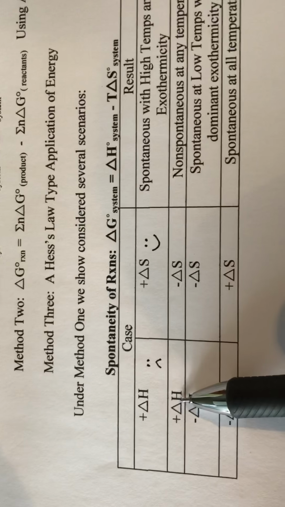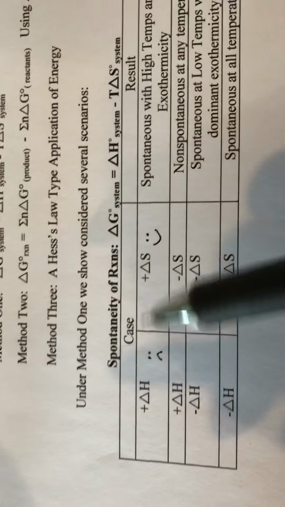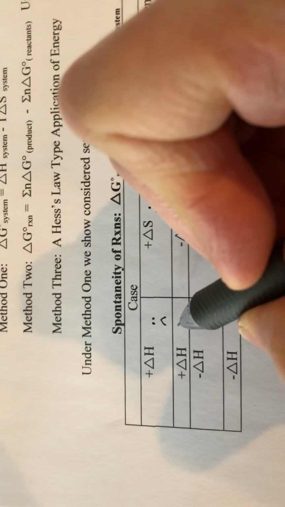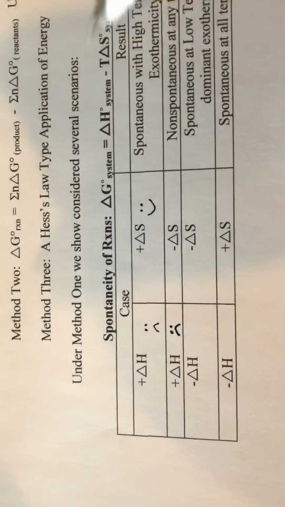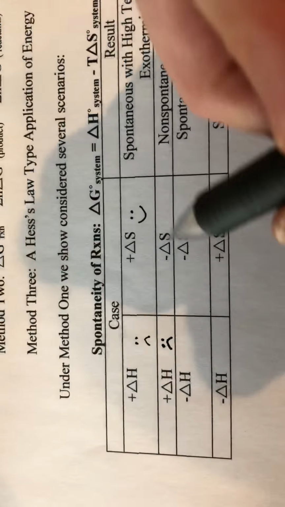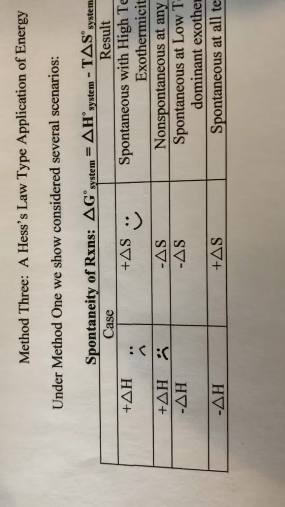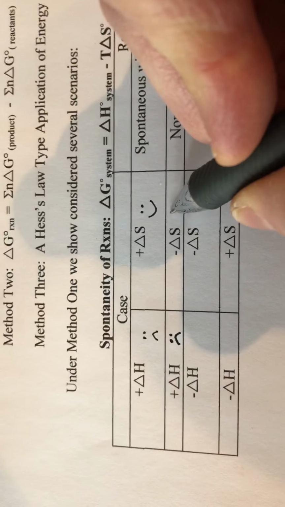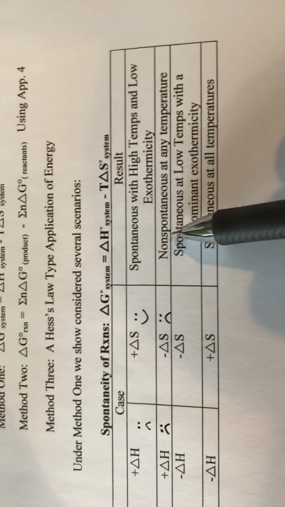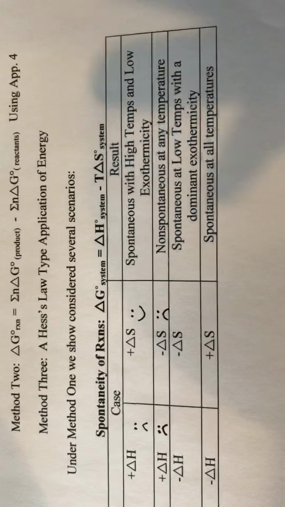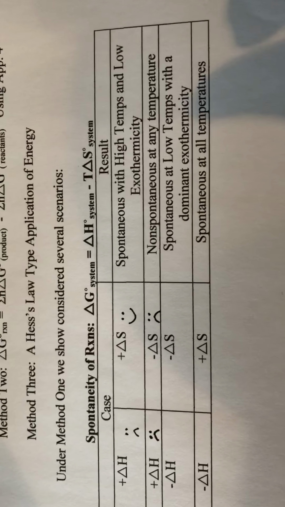If you have a positive delta H and a negative delta S, so positive delta H's are not good. That means that your system's having to absorb energy to do things. Negative delta S, you're decreasing the entropy. That's the opposite of what the universe desires. As you would have guessed, this is always going to be non-spontaneous, no matter what the temperature is.